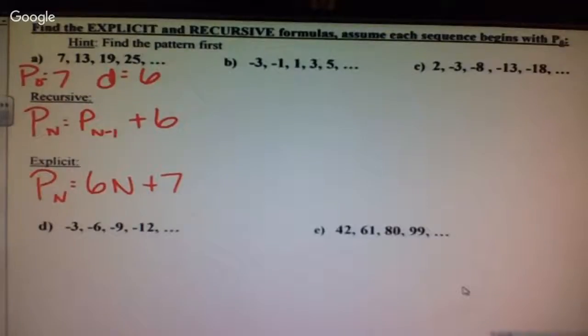So what this does is if I want to find the third number in this sequence, I would plug in 3. What's 6 times 3 plus 7? Let's say I want to find p sub 3. That's p sub 3 equals 6 times 3 plus 7. What's 6 times 3? 18. Plus 7? 25.